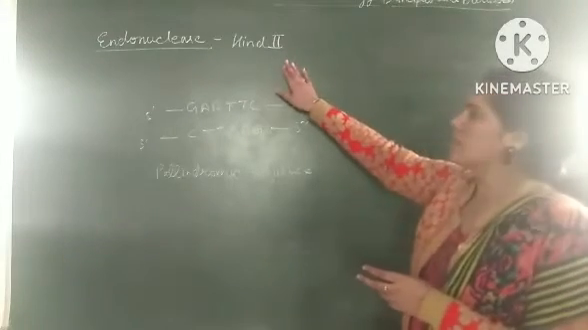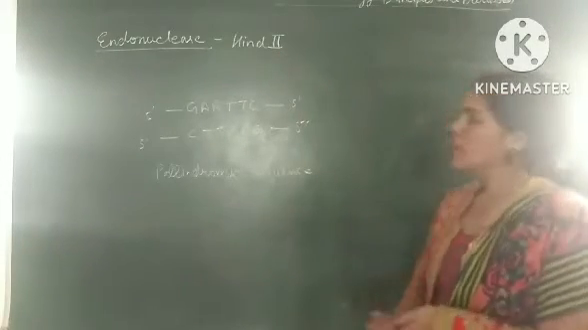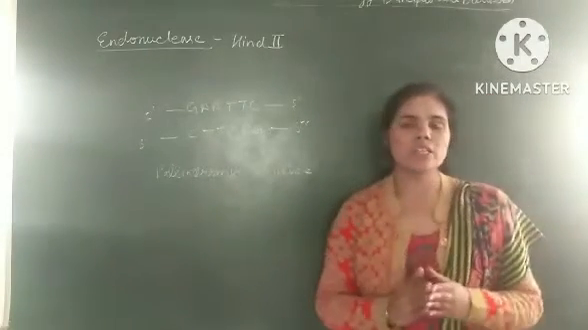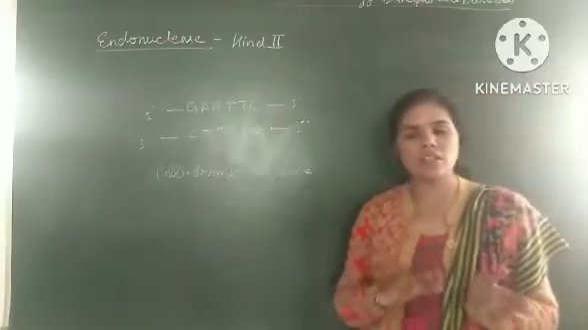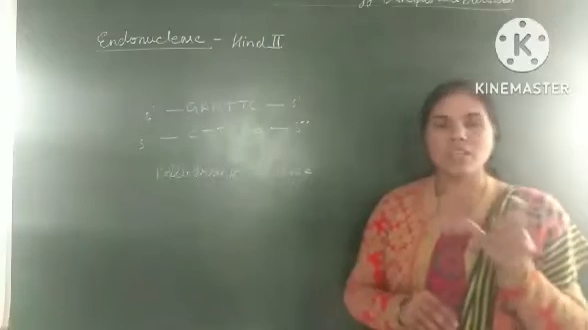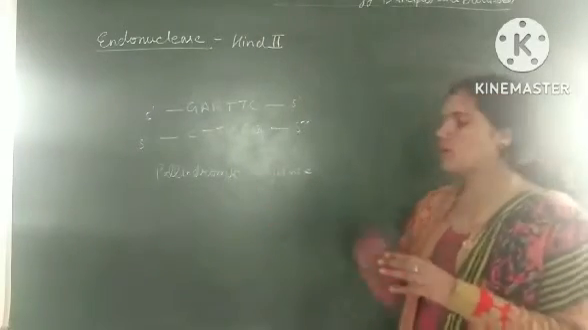So one example is HindII. HindII is an endonuclease enzyme. Endonuclease enzymes always cut the DNA sequence at specific sites. So these specific sites are known as palindromic sequences.